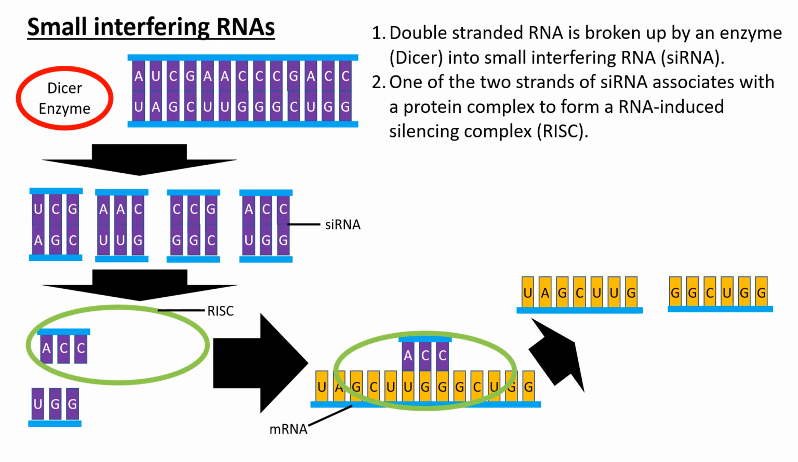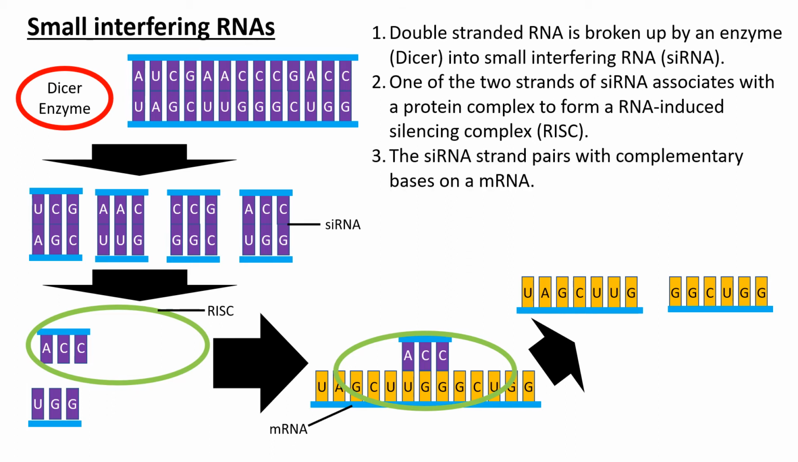The next thing that has to happen is that we have the two strands of the siRNA, and it has to associate with a protein, and when it associates with a protein it forms what is called an RISC, which is an RNA-induced silencing complex. You'll notice at that point the double-stranded siRNAs have separated out. The hydrogen bonds are no longer holding the two complementary sections together.